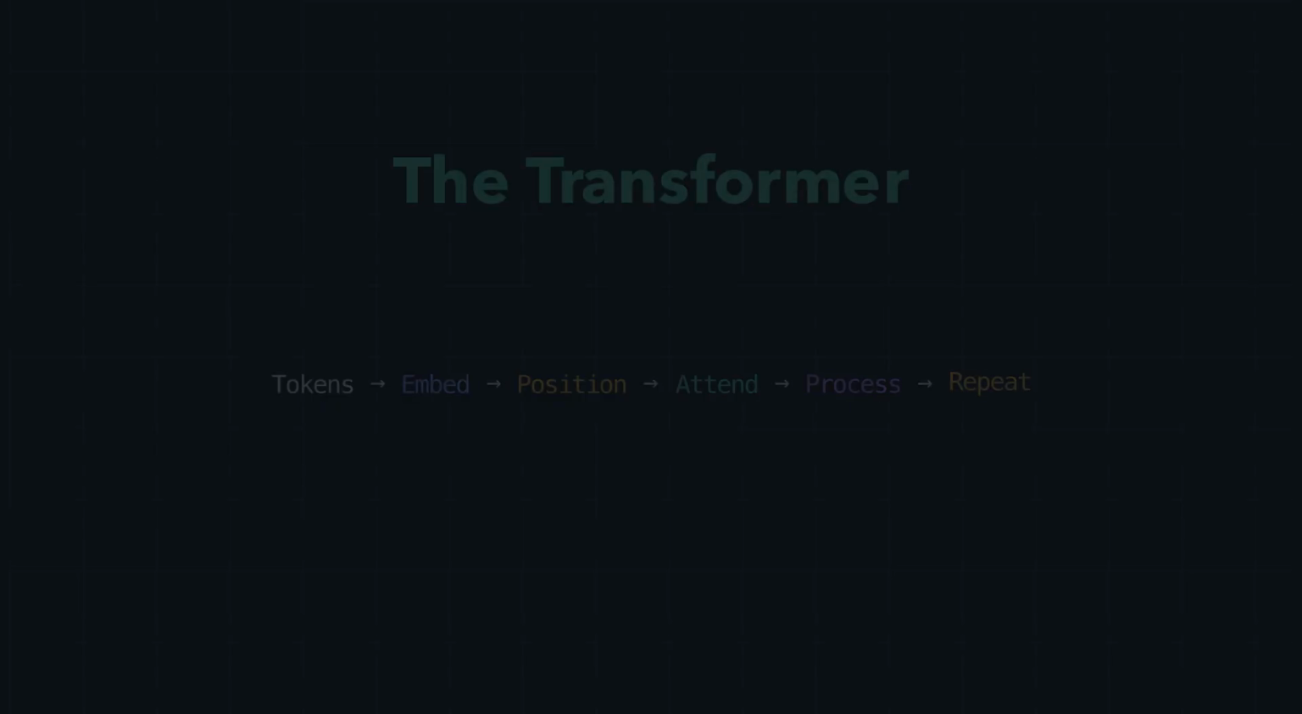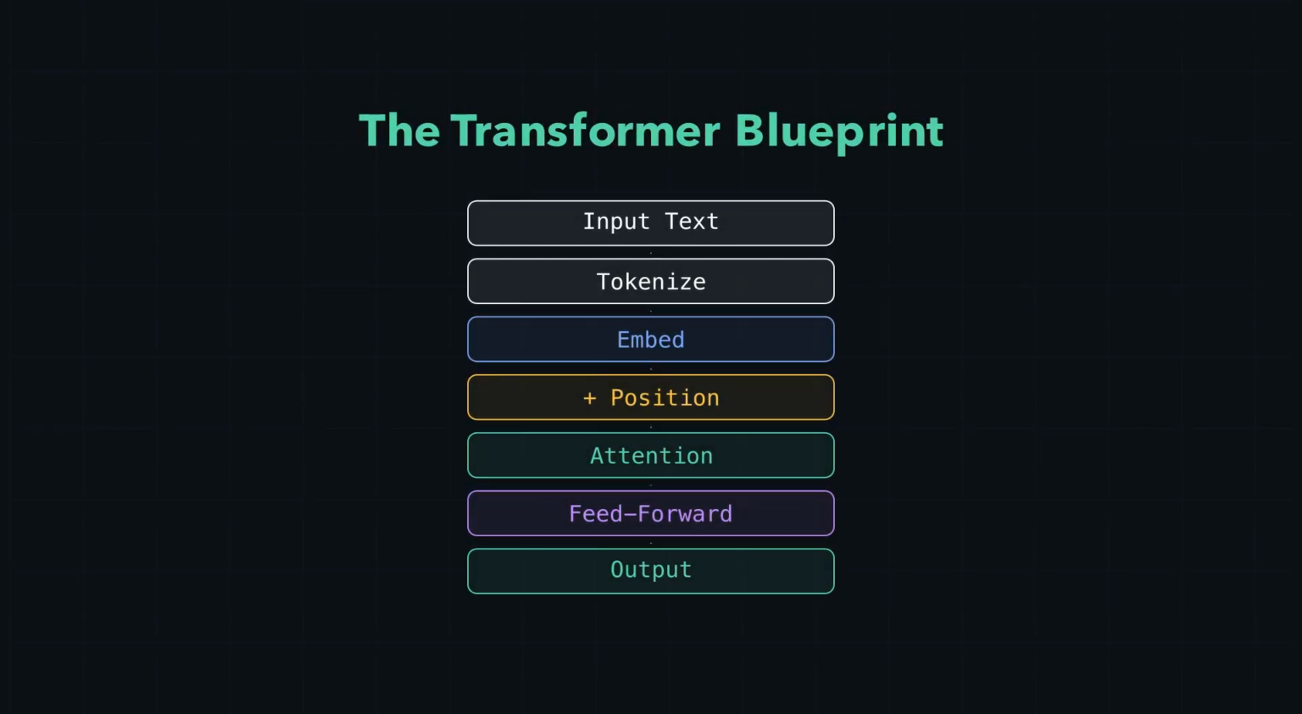Next time, how these models actually learn. Billions of parameters, a mountain of data, and a training process that somehow turns randomness into intelligence. That's training. See you there.